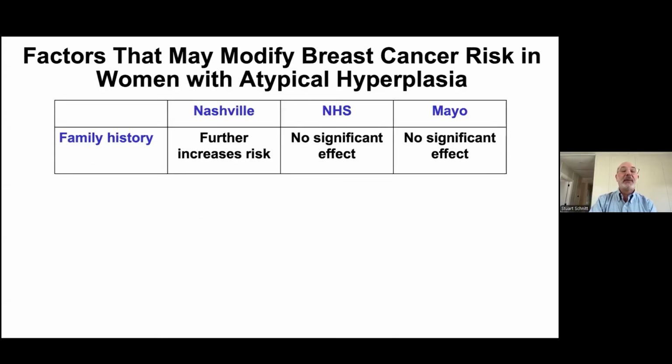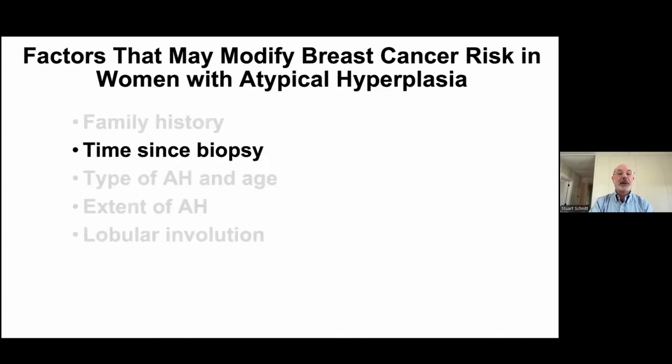So first, with regard to family history, the study from DuPont and Page from Nashville indicated that the presence of a family history further increases the risk among women with atypical hyperplasia. In fact, this was one of the major points of their paper published in 1985. But in the Nurses' Health Study and the Mayo Clinic study, there was no significant additive effect of family history to risk associated with atypical hyperplasia. So this is kind of an unresolved issue, although many clinicians, of course, are very concerned when there is a family history concurrent with the presence of atypical hyperplasia.